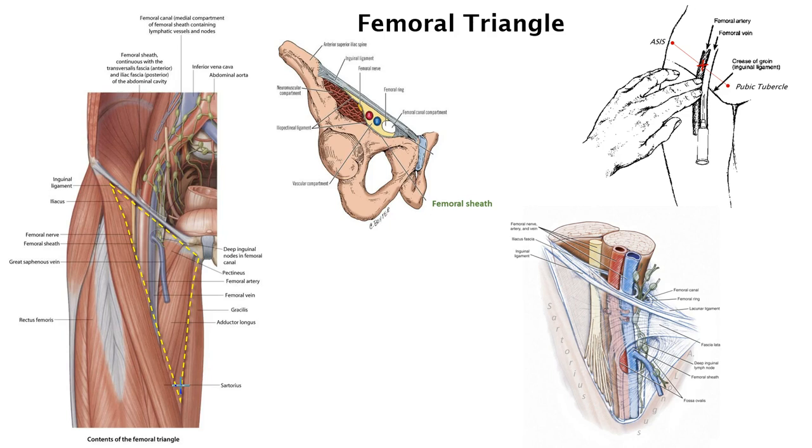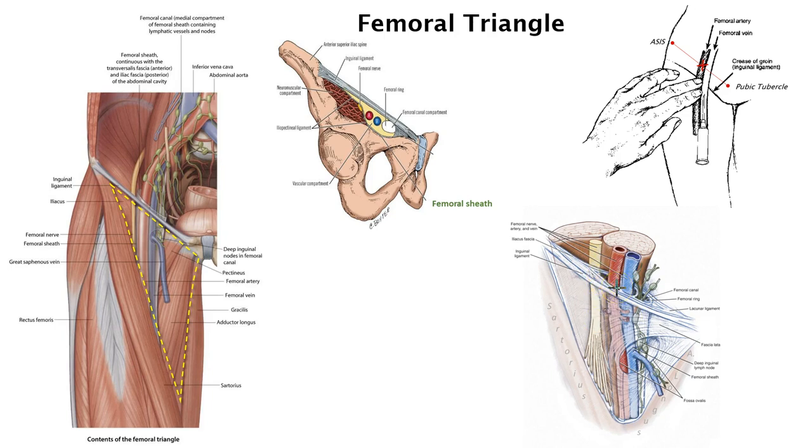The contents of the femoral triangle are critical. Here we can see a nerve running through, the femoral nerve, the femoral artery, the femoral vein, and we see some lymphatics. We can see that as well on this picture, where we can see a femoral nerve, again, a femoral artery, a vein, and a femoral ring here, which contains lymphatics. And again, we see it here.